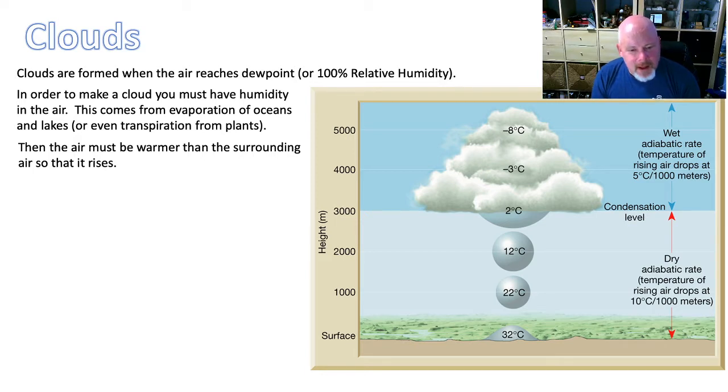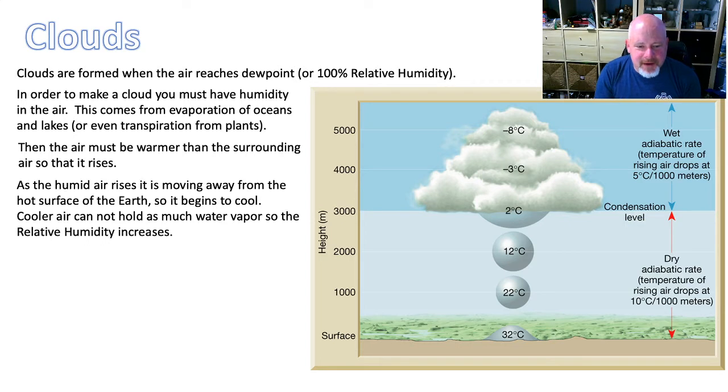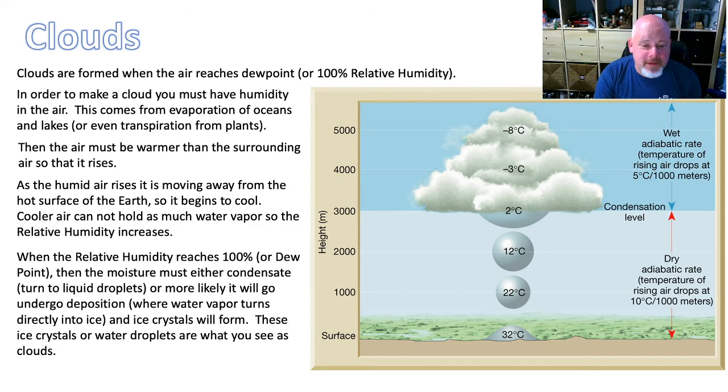The other thing, in order to form a cloud, is that the air must be warmer than the surrounding air so that it rises. So you must have rising air. Humid air must rise from the surface of the earth and begin to cool, and in order to cool, we have to hit 100% relative humidity. As the moisture in the air rises, it cools, it hits 100% relative humidity, and that's when one of two things forms, depending on the temperature of the air aloft up in the cloud.